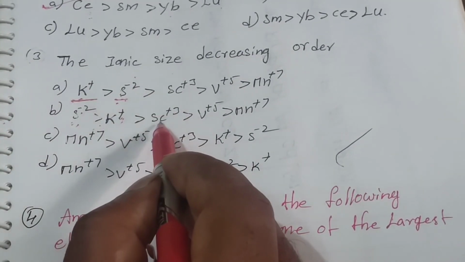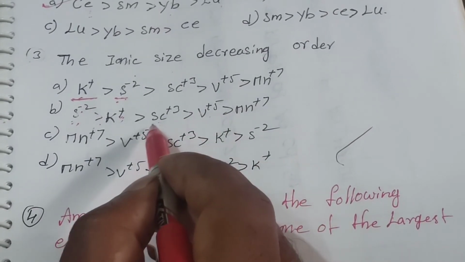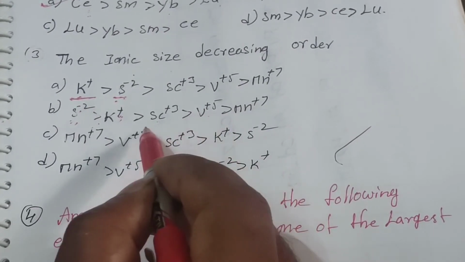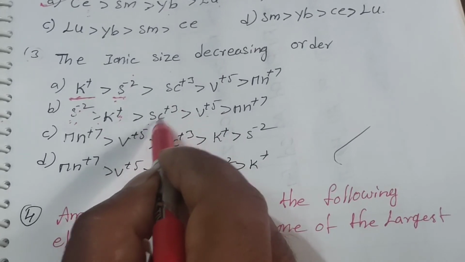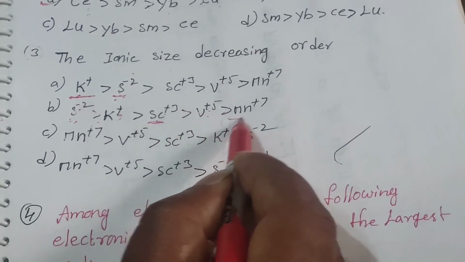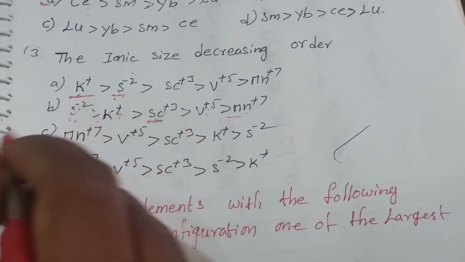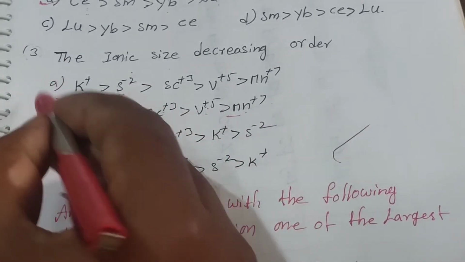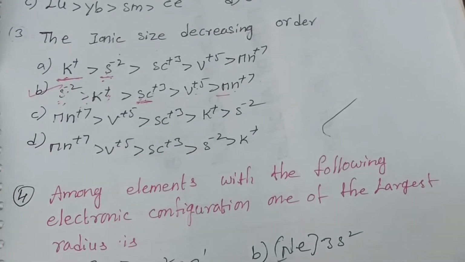Along with that, scandium 3+ and vanadium 5+. Both have an equal number of electrons, but here it is +3 and here it is +5. So scandium is the biggest one, and Mn is +7. So Sc3+ is the biggest one. So option B is correct.